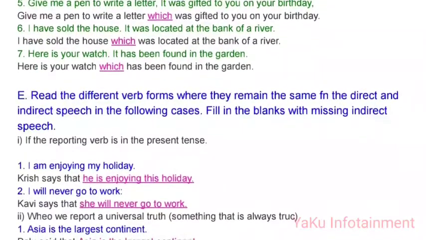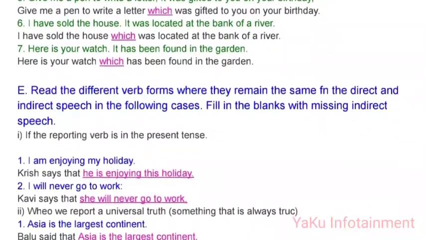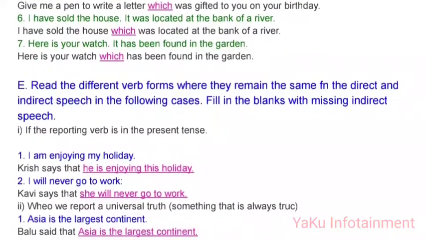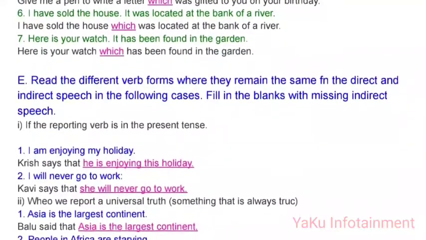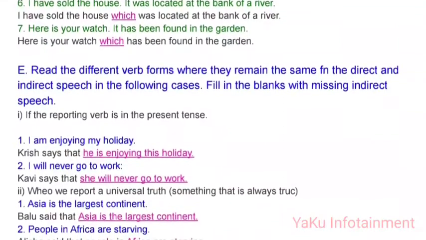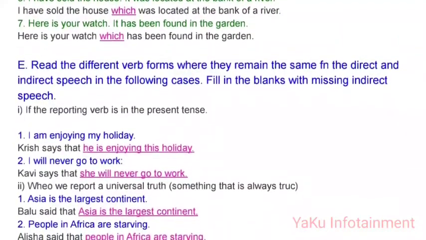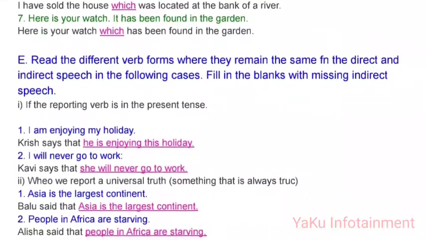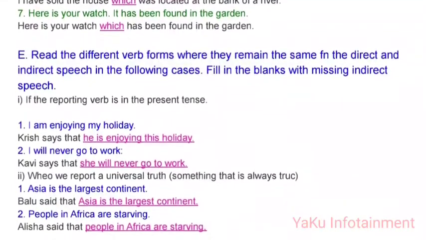6. I have sold the house. It was located at the bank of a river. I have sold the house which was located at the bank of a river. 7. Here is your watch. It has been found in the garden. Here is your watch which has been found in the garden.